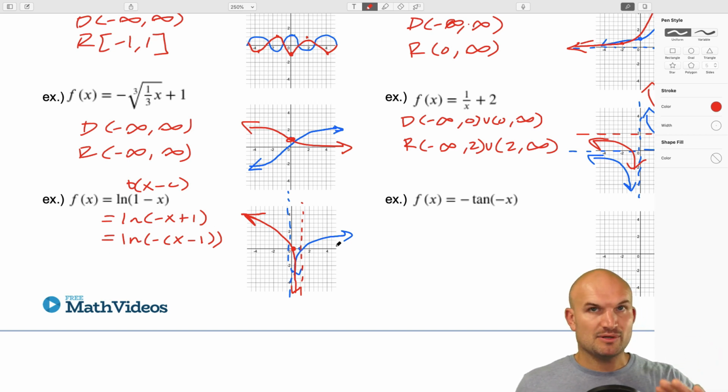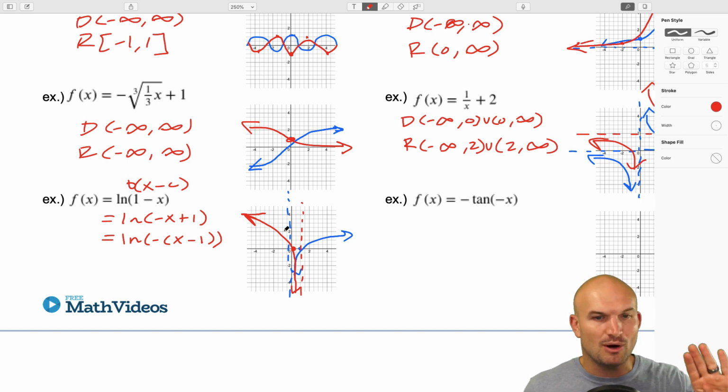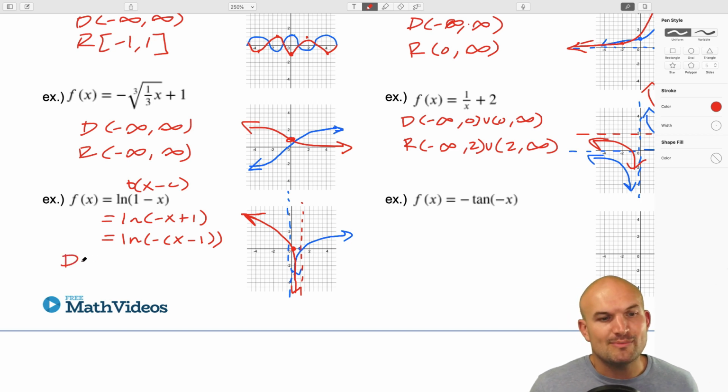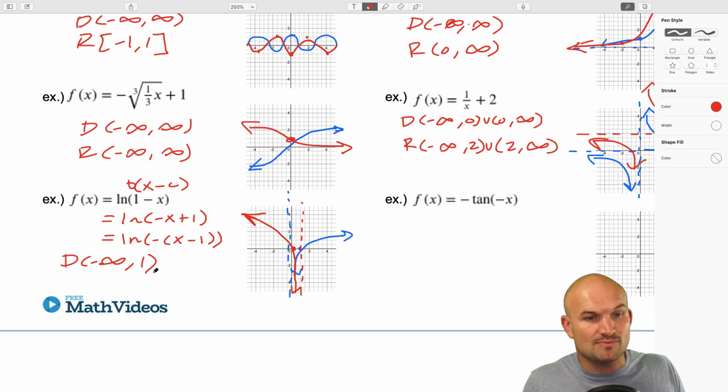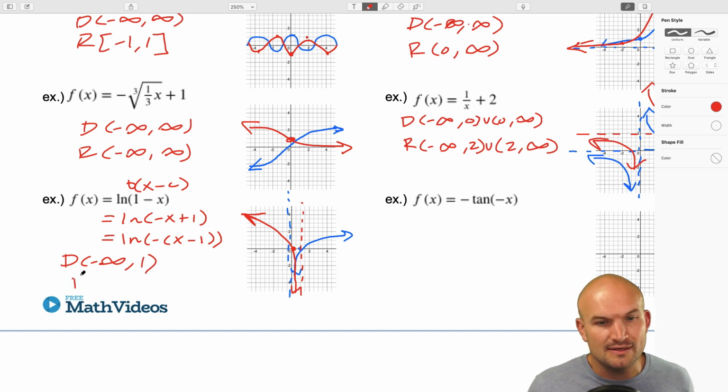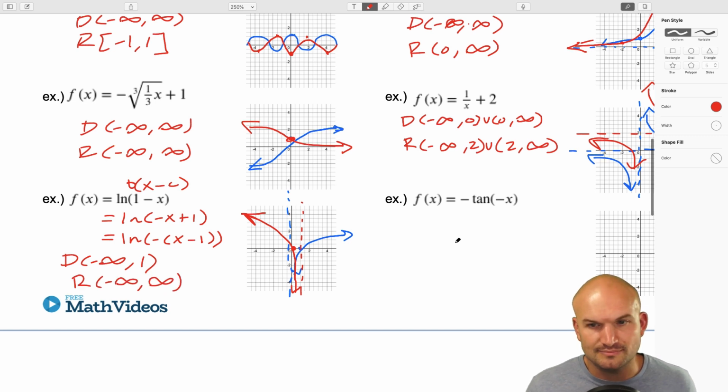Now let's take a look at the domain, because here we had a domain of all positive numbers, but when you reflect about the y-axis, now that just changed to all negative numbers, and then the graph got shifted 1 unit to the right. So my domain in this case is going to be from negative infinity all the way to 1. But at 1 is a vertical asymptote, so therefore that's going to be a parenthesis, and my range in this case is going to be negative infinity to infinity.